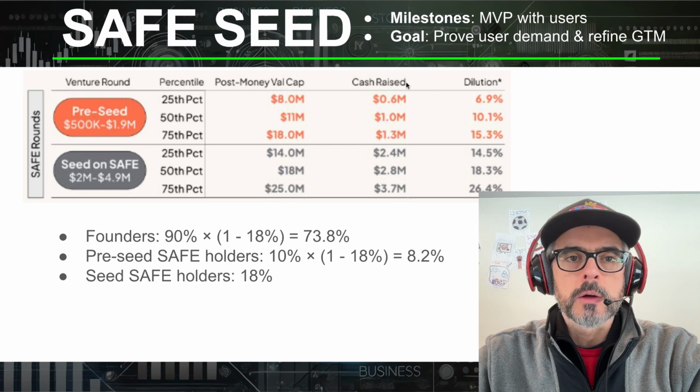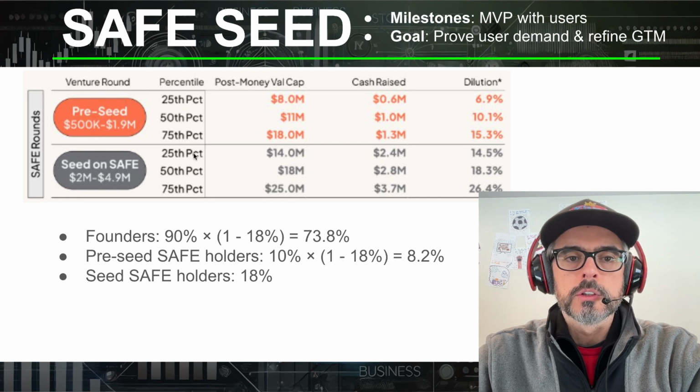So on this next page, I want to talk now about the SAFE seed, right? So we've discussed the pre-seed. Now we would be on the second here. And for the 50th percentile, you can see that companies raised about $3 million for an 18% dilution with a post-money valuation of $18 million.